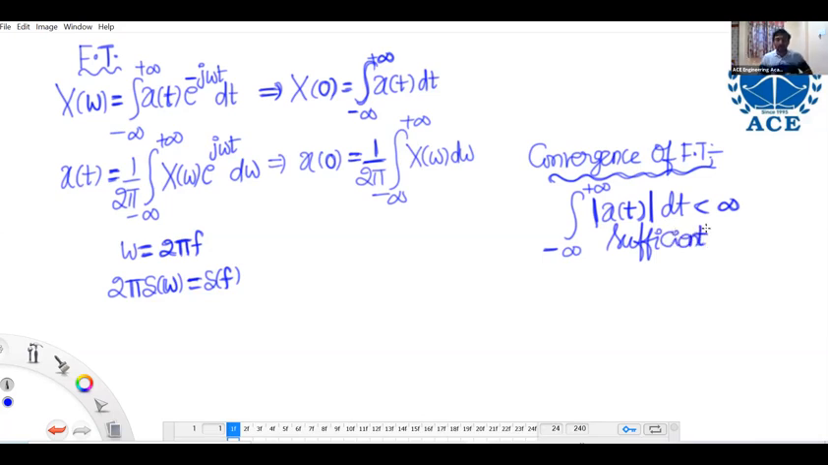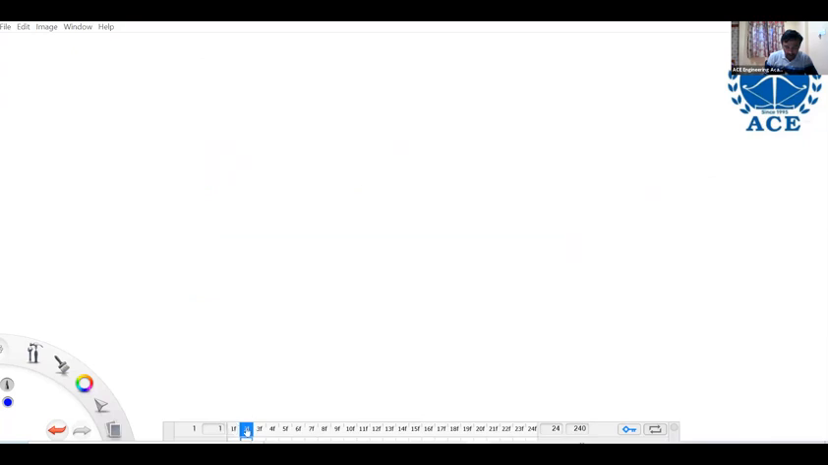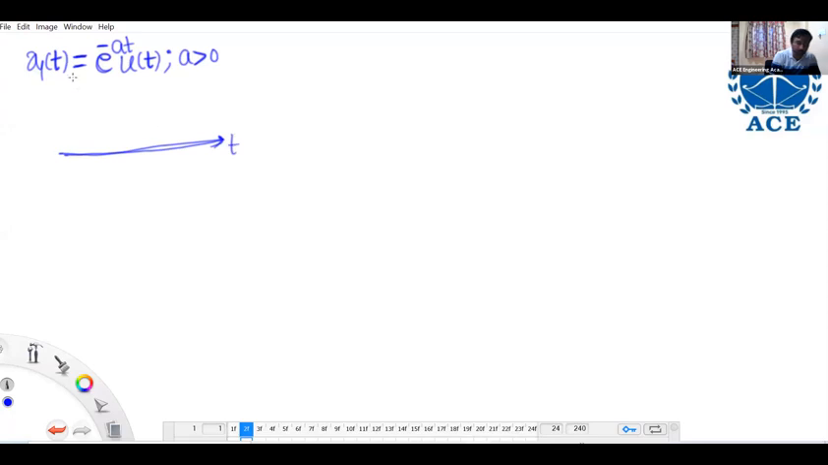Okay. Let us discuss Fourier transform of certain standard signals. Listen carefully to the topic. Suppose we selected e power minus at u(t). We know it is a decaying exponential. What is the Fourier transform for this signal?